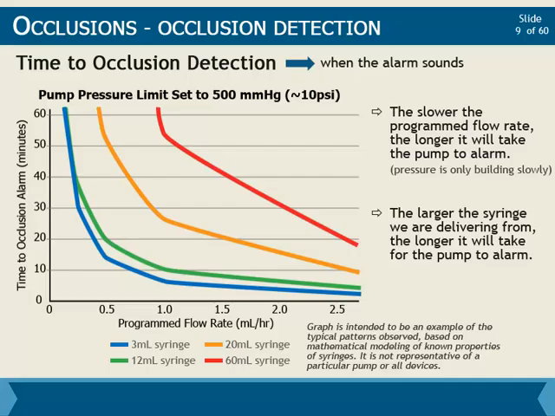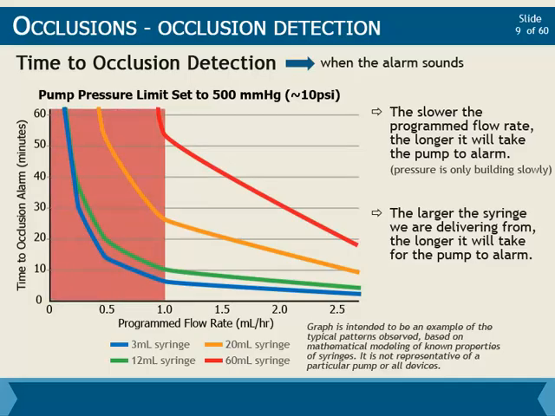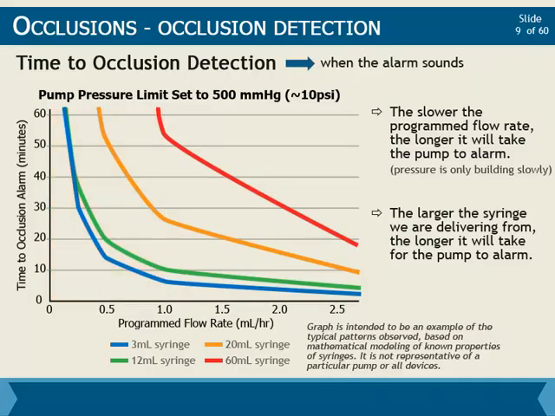As we can observe here, at flow rates under 1 milliliter per hour, there can be significant amounts of time that pass before our occlusion alarm will sound. As a result, there may be delays on the order of many tens of minutes where our patient isn't receiving any fluid. This is especially true in cases using larger syringes, where even at flow rates above 1 milliliter per hour, there can be very significant delays.